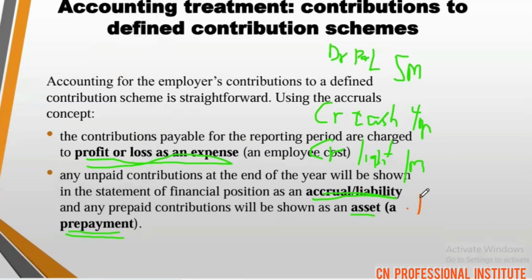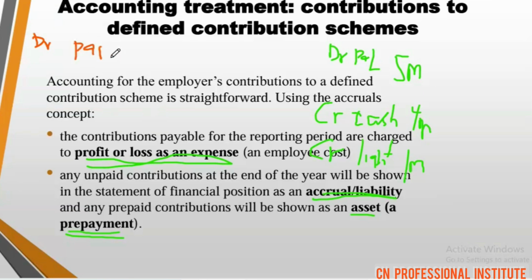So we said we'll debit P&L. That's the normal entry. You debit P&L with the 5 million. Let me wipe this and clear somewhere here. Okay, we are saying sometimes there could be an asset, not a liability. So you debit your P&L with the 5 million because that's what they're supposed to pay.